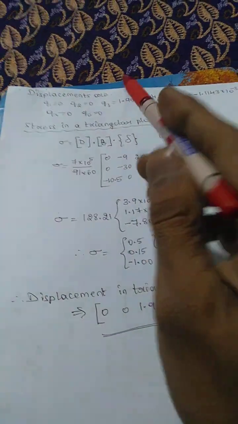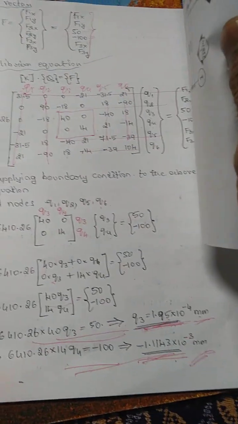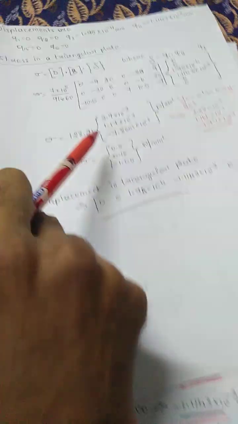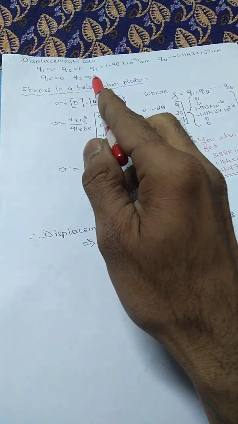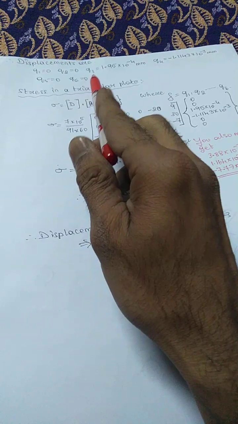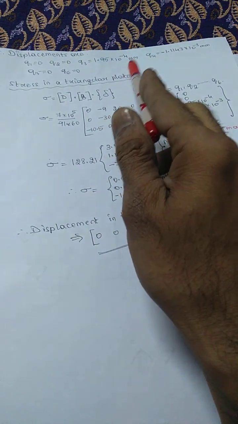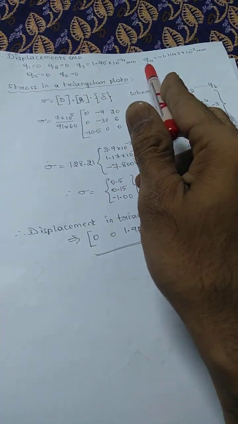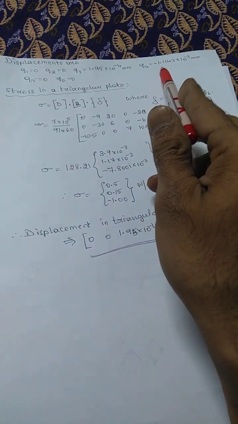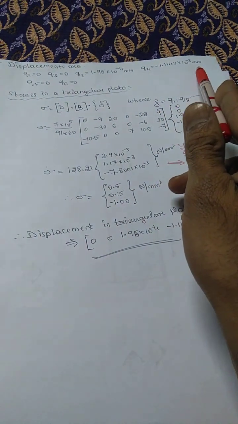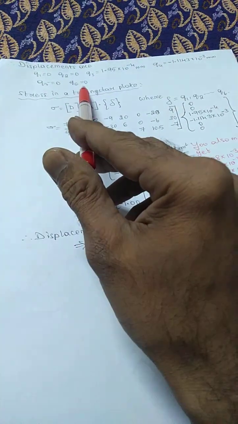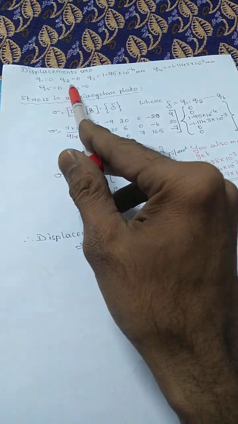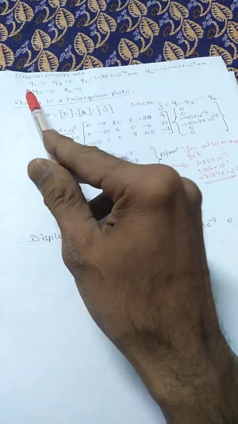So next, displacements. After calculation of all this, Q3 and also Q4, we will write the displacements. So q1 is 0, q2 is 0, q3 is 1.95 into 10 to the power minus 4 millimeter, we just got the value, and q4 is equal to minus 1.1143 into 10 to the power minus 3 millimeter. The next, q5 is 0, q6 is equal to 0 because these four are fixed. The displacement is 0 in this.